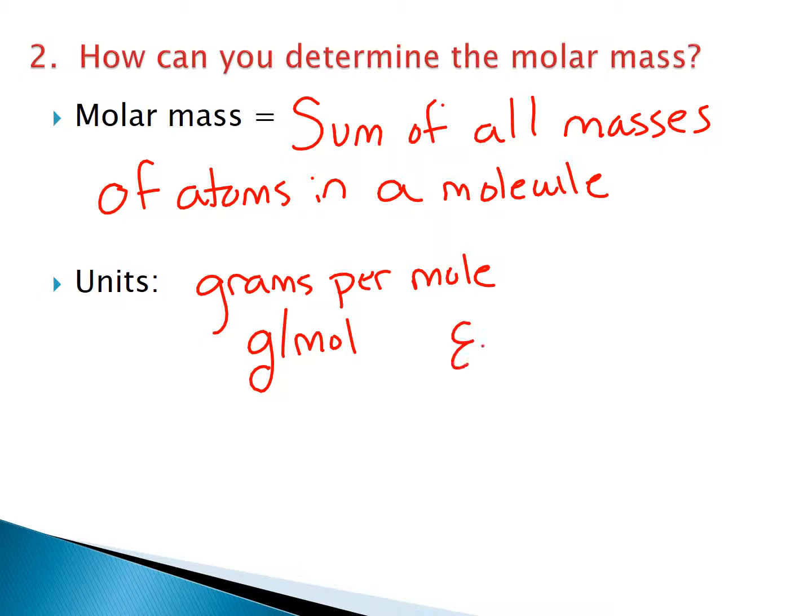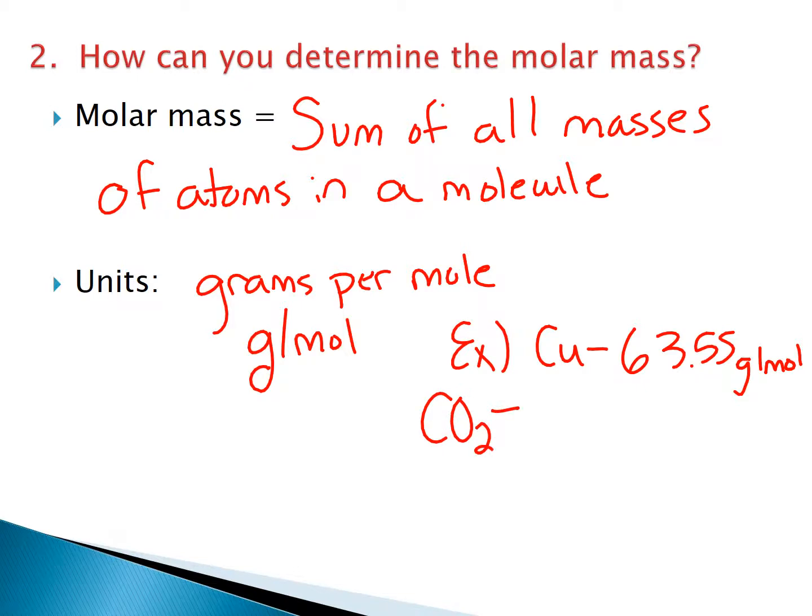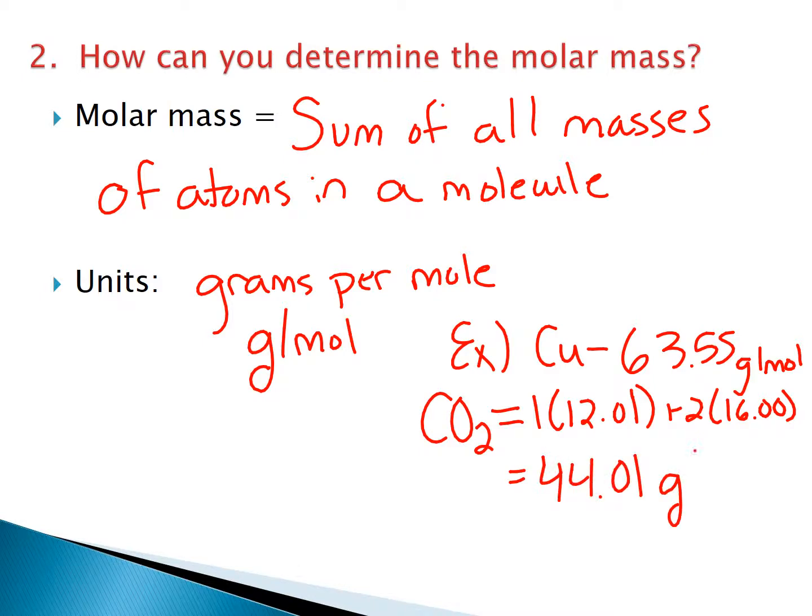All right, so some examples. If we're just looking at an atom, like for example copper, we would just get the mass right off the periodic table, so 63.55 grams per mole. But if we're looking for something like carbon dioxide, we'd have to add up 1 times the mass of carbon plus 2 times the mass of oxygen, and we would get 44.01 grams per mole.